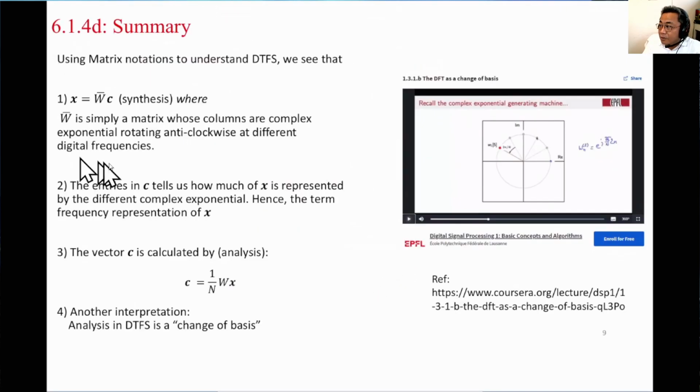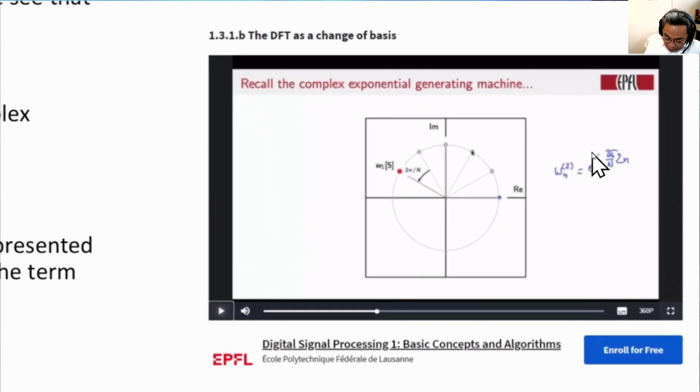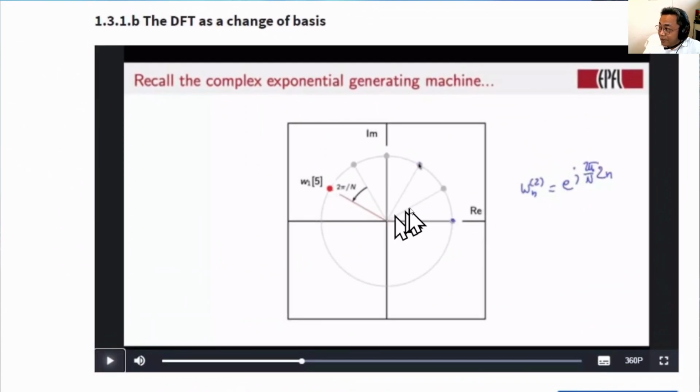And that's it. So I would suggest you go to this EPFL course at this link to visualize what omega means, and how omega can be interpreted as a change of angle of a complex rotating phasor when we go from sample 0 to sample 1 to sample 2 and so on.